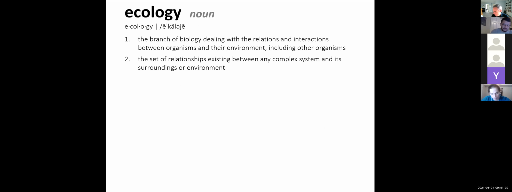And then next we have ecology. Ecology, on the other hand, is defined as the branch of biology that deals with the relations of organisms to one another and to their physical environment. Right, so it's the relationships between different organisms and their environment.